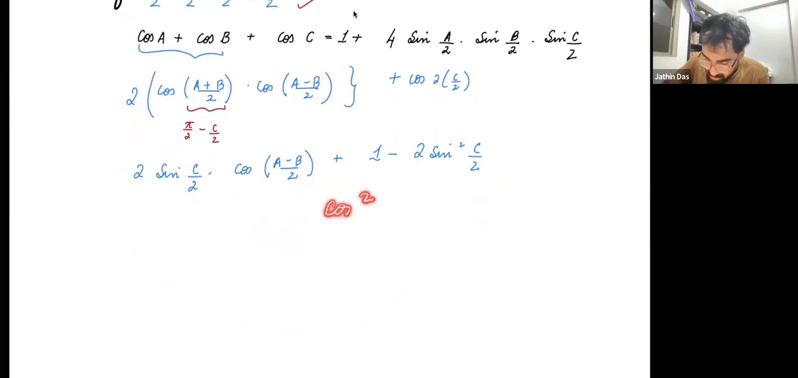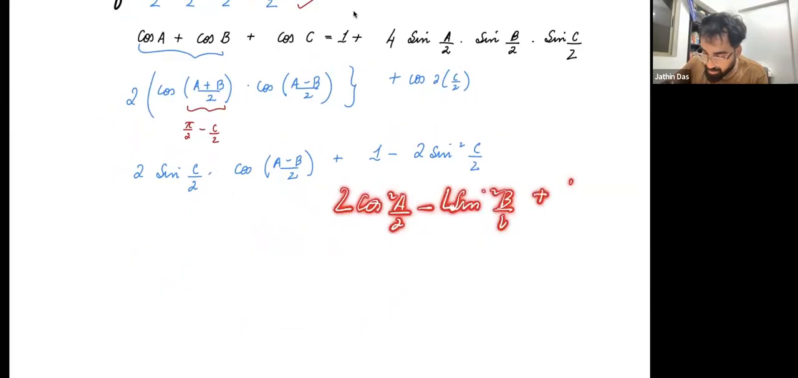You're saying like this: 2 cos square a by 2 minus sin square b by 2 will come. 2 plus cos c will come.